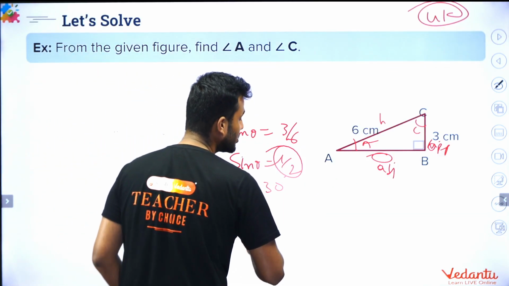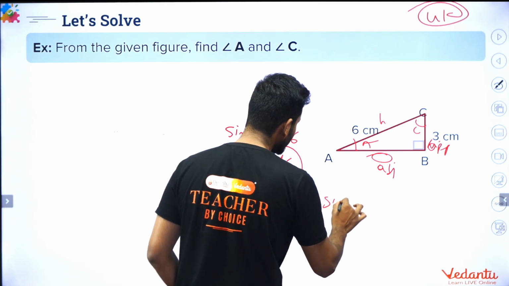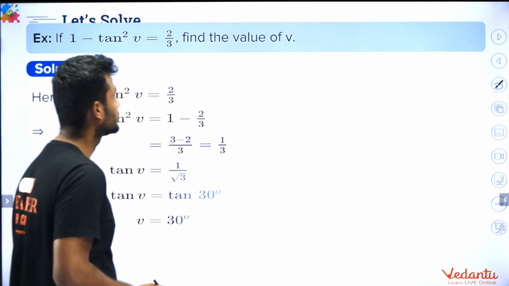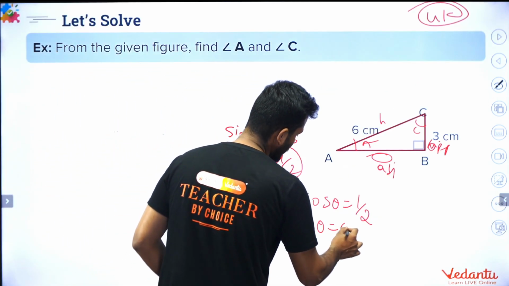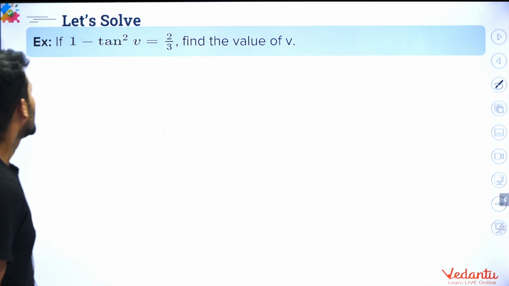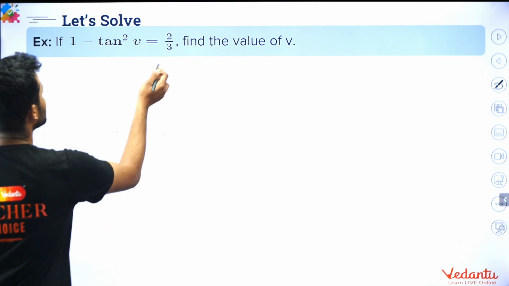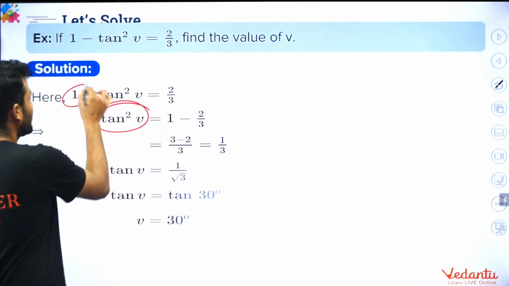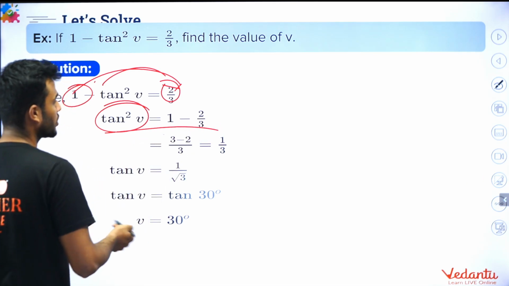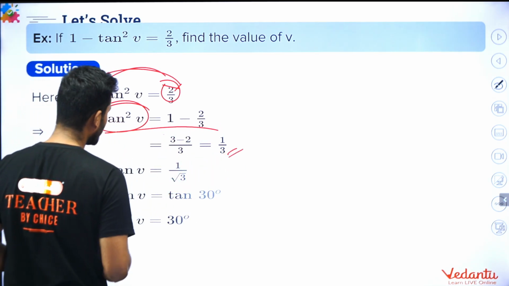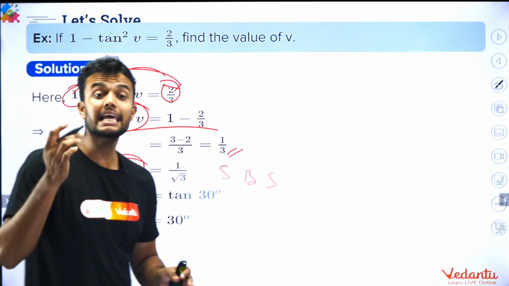Very simple. Similarly, if we consider this angle, adjacent by hypotenuse, cos theta is equal to 1 by 2, where do we get that? At 60. Theta value becomes 60. Very simple, very easy question. Next question. 1 minus tan square v is equal to 2 by 3. Find the value of v. How to find out? Very simple, student. 1 minus tan square v is there. If we transfer this value from this side to the other side, we write tan square v equals 1 by 3. Tan square v value becomes 1 by 3. Then we take the square root on both sides.